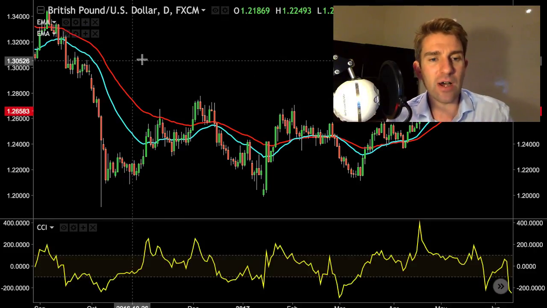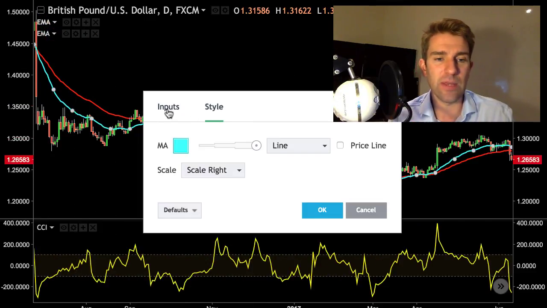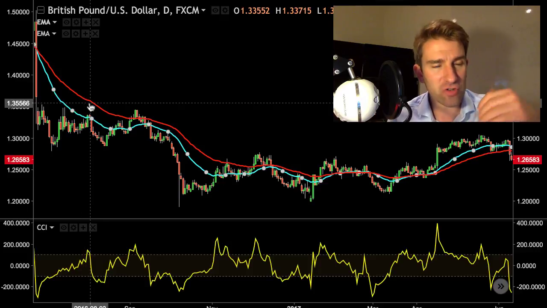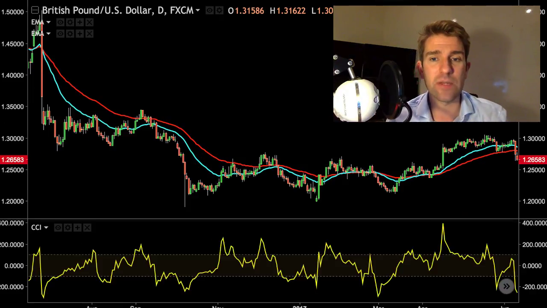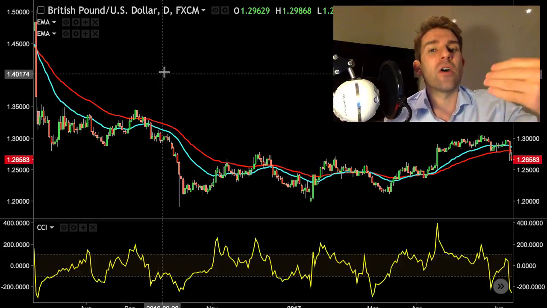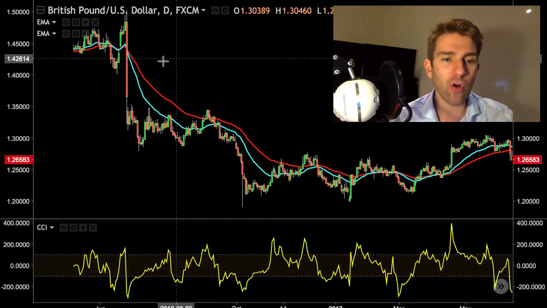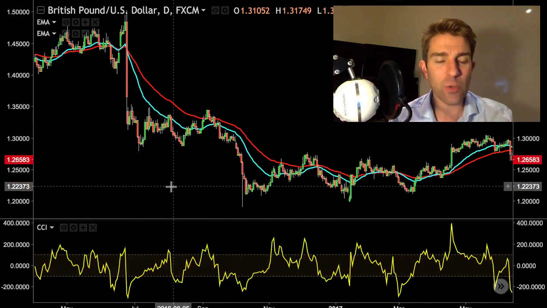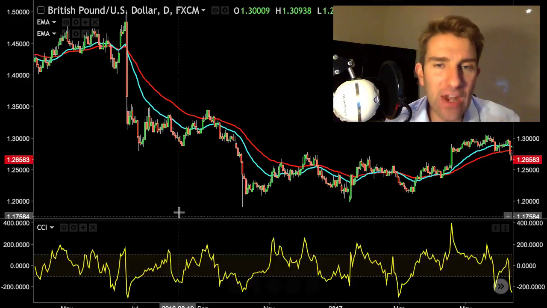So the rules of this are, as the quicker moving average, in this case our 25 period, crosses down over our 50 period, then that's the first stage of our shorts, the first kind of filter, if you like, to go short. We don't go short on the cross. We now wait until we get an overbought reading on the CCI, and then we go short.